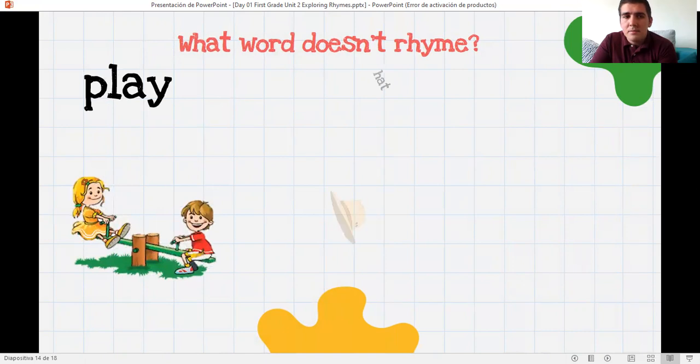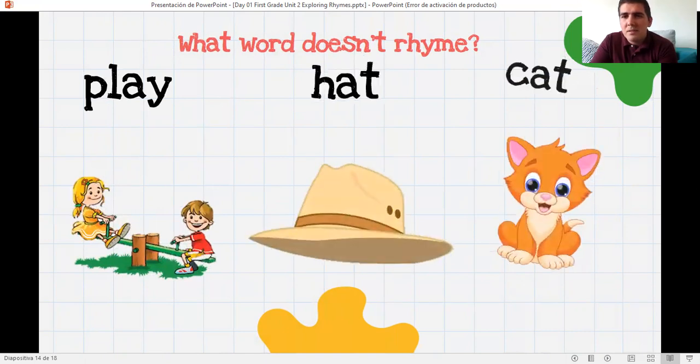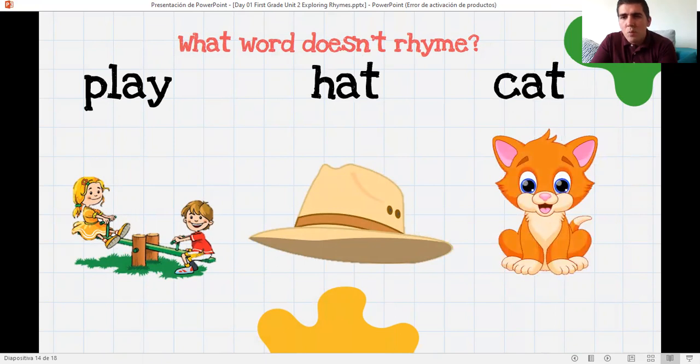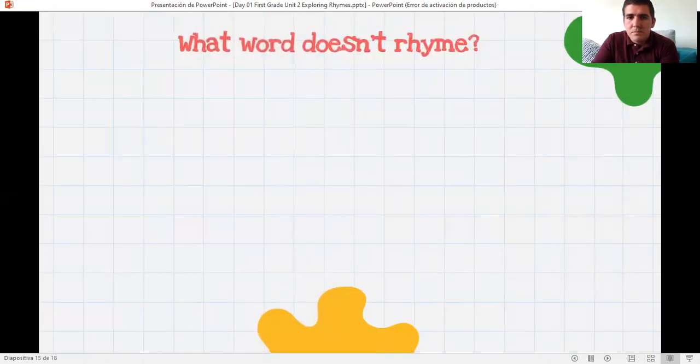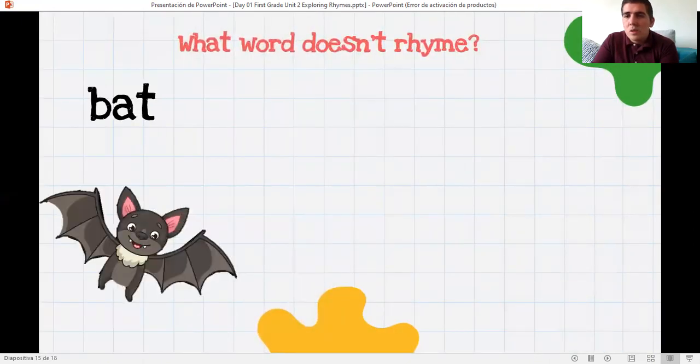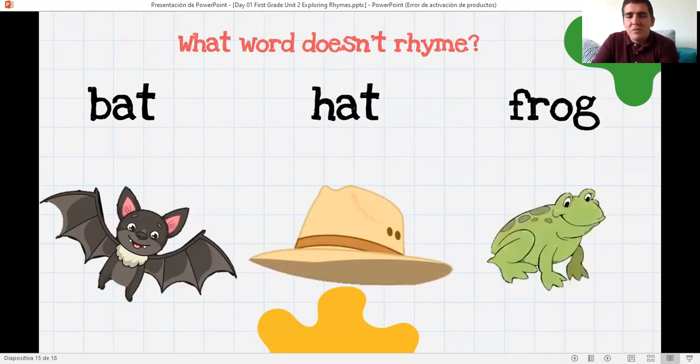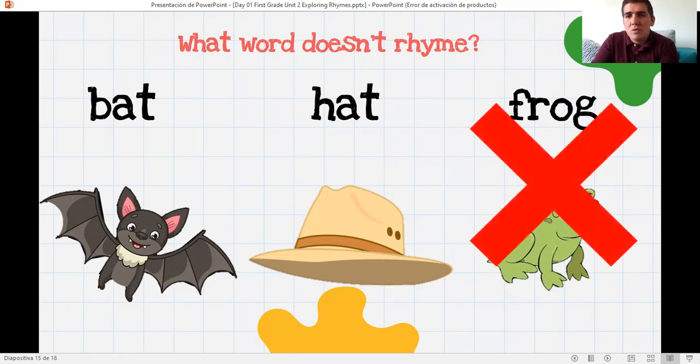Play, hat, cat. What's the word that doesn't rhyme? Correct, play. Play doesn't go here because we have hat and cat and these two words rhyme. What's the word that doesn't rhyme here? Bat, hat, frog. Correct, frog doesn't belong to this group of rhymes.